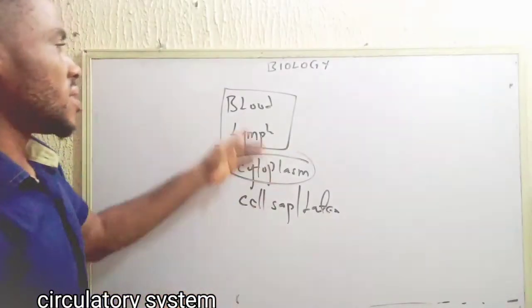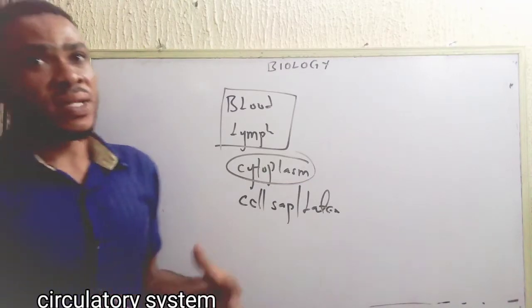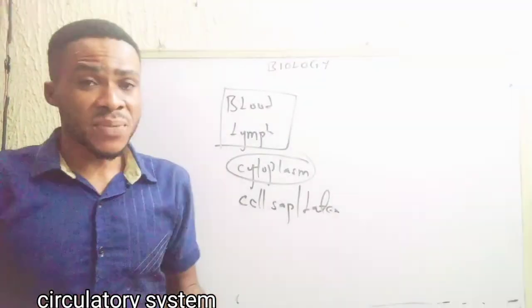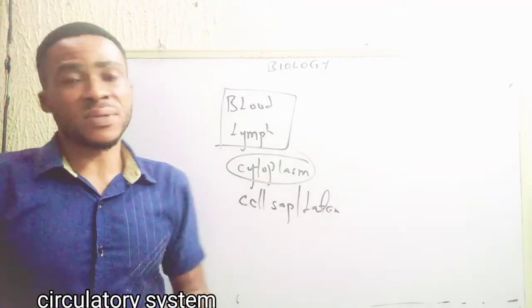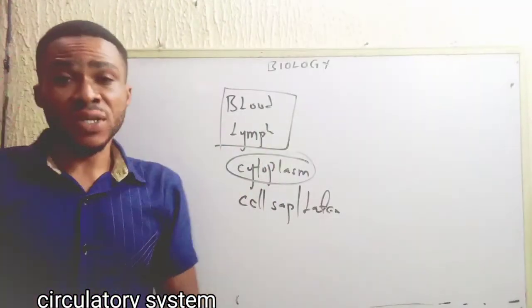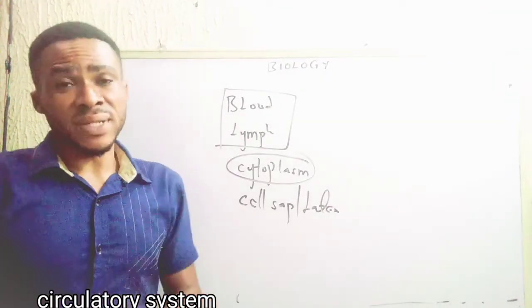Now, if I focus on the blood in human beings, we will say that the blood is red in color. That is for human beings. But in some other animals, it may not be red, because the blood is red because it contains hemoglobin, which is made from an iron component.